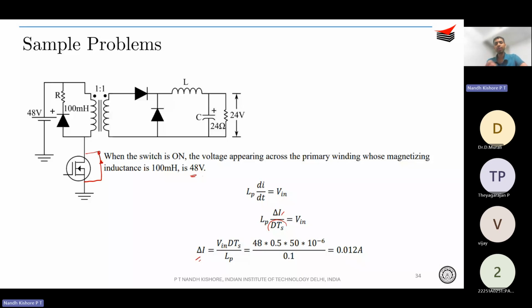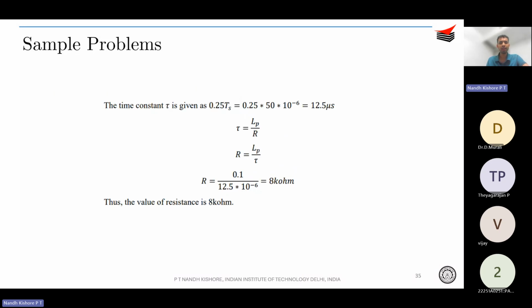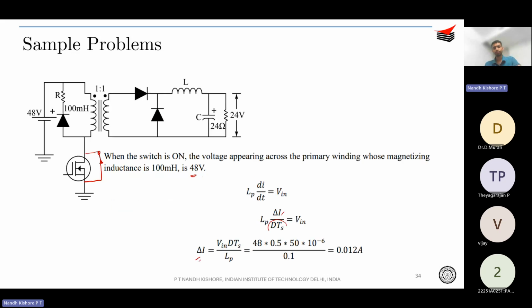That is, V is equal to L di by dt. From that, you get what is delta I. You know what is D, you know what is delta I, and now we just go back to the given relations. That is, time constant is 0.25 ts, right? That is, tau is given, you find it out as 12.5 micro, and therefore your tau is equal to LP by R. R is LP by tau. Tau is determined. LP is also given. You know what is R.